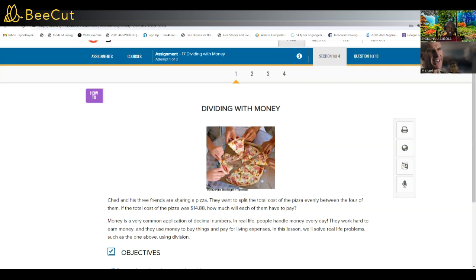We're finding how much each person has to pay. Miggy, what's the total cost of the pizza? $14.88. Yes. So if four people want to pay equally, how much will each person pay? So you have to divide by 4. Try to divide and tell me what you get. Let's do this on the board and see. This is the amount. We want to divide it by 4.